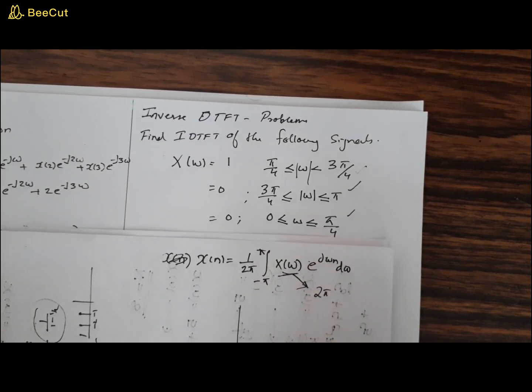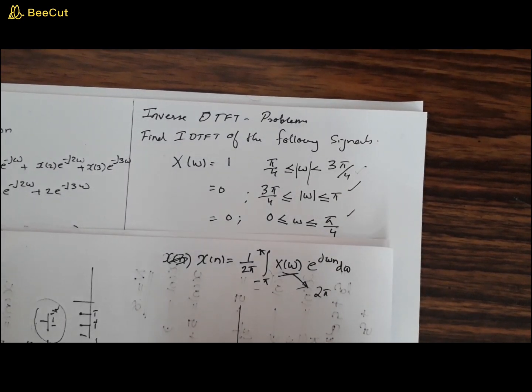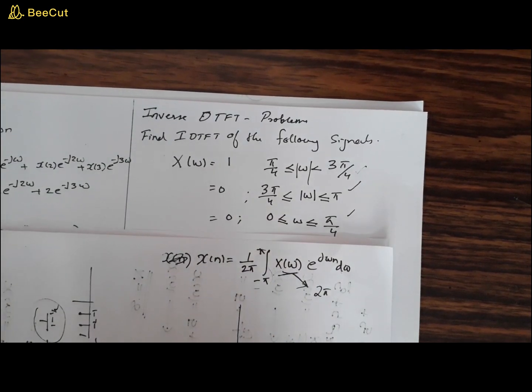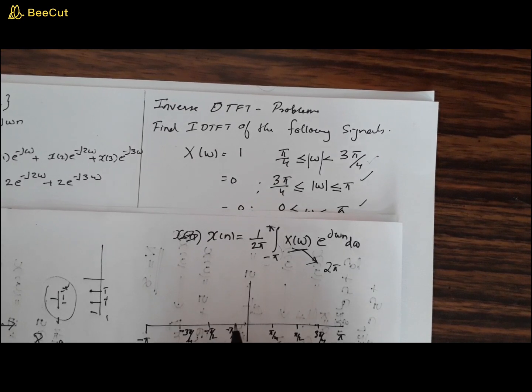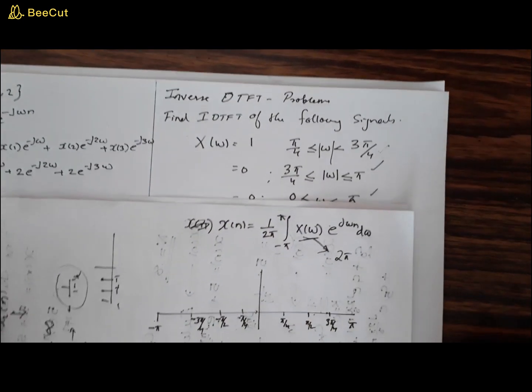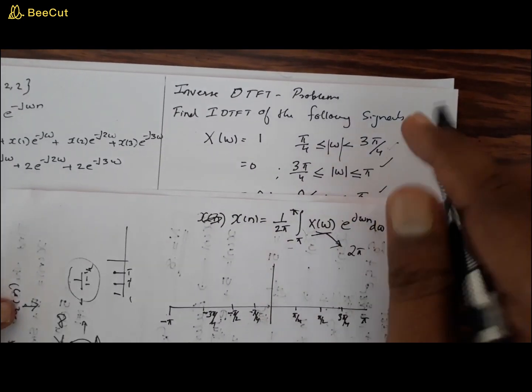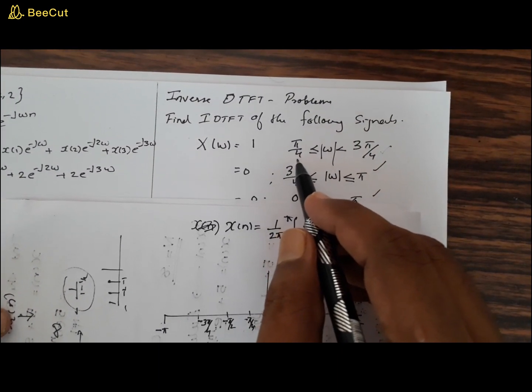3 pi by 4 and finally pi. So what will this be? This will be minus pi by 4, minus pi by 2 and minus 3 pi by 4. Okay, so finally it is minus pi. So you may just try to draw it equidistantly. Now, what is the meaning of this representation?